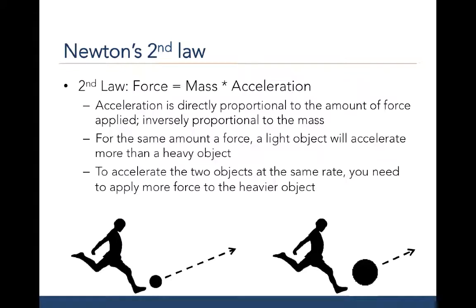Newton's second law states that the force is equal to the mass of an object times acceleration. Alternatively, you can rearrange the equation to define acceleration as the force divided by the mass of the object. So the change in velocity, or acceleration, of an object depends on how much force is applied and the object's mass. So given the same amount of force, a light object will accelerate more than a heavy object.